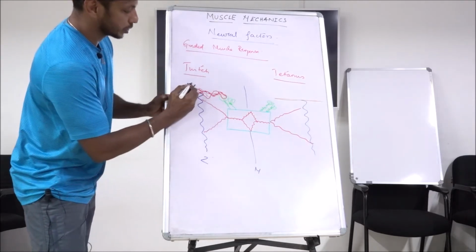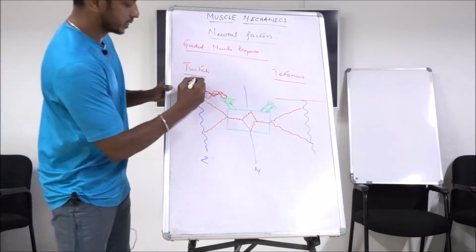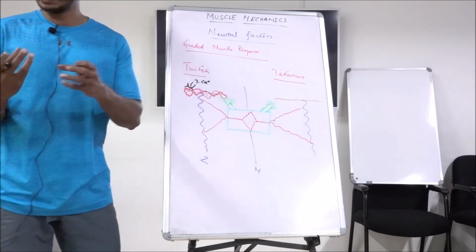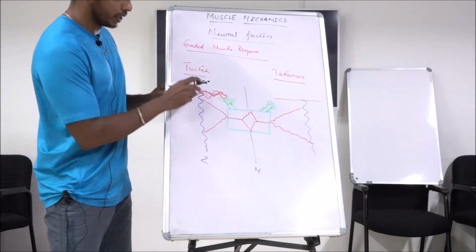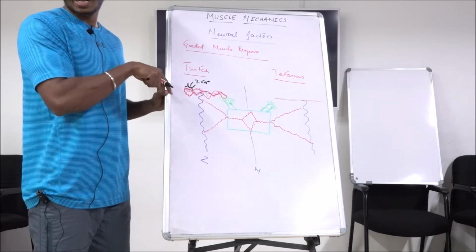Troponin. I said troponin has 3 receptors which can link to it. One is troponin C, which has a tendency to get attached to the calcium, and the second one is troponin T, and the other one is troponin I, inhibitory.